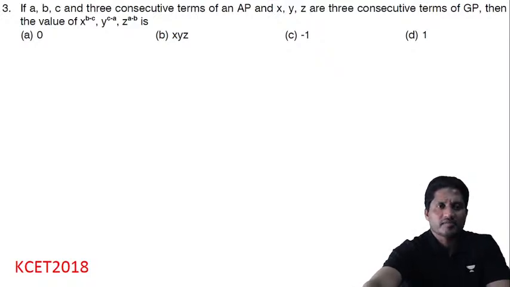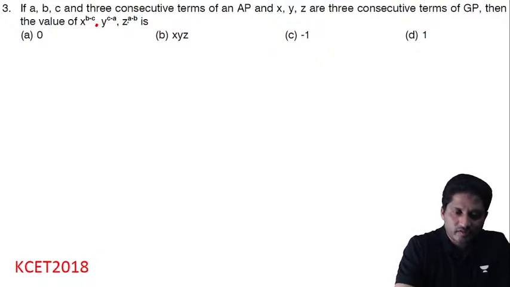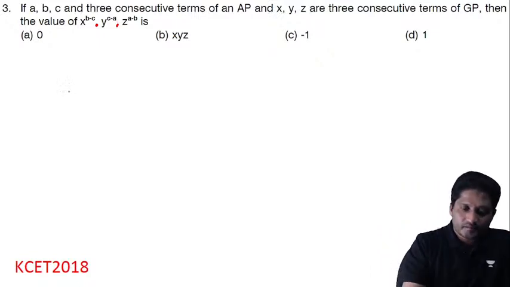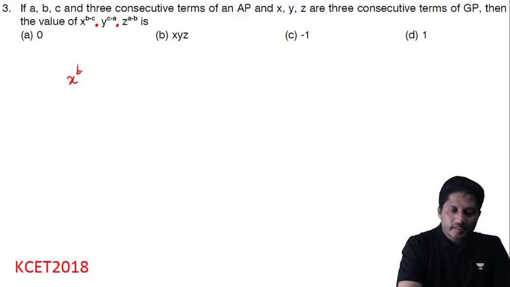A, B, C are 3 consecutive terms of an AP. X, Y, Z are 3 consecutive terms of a GP. Then x to the power of B minus C, into y to the power of C minus A, into z to the power of A minus B is equal to what?